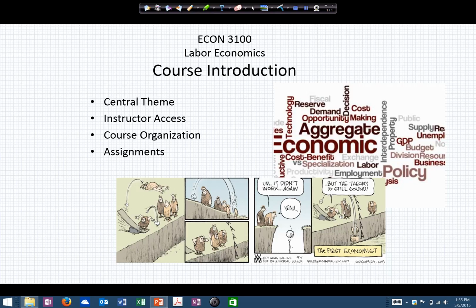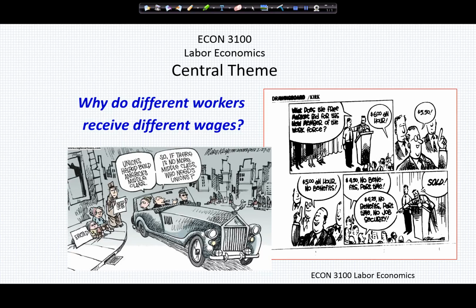So let's go ahead and begin to discuss the central theme of this course. We will spend the next number of months through this course doing one thing and one thing only. Now, it's going to seem like we're doing quite a few different things, but in fact, all we're doing is answering a question. And that question is, why do different workers receive different wages? The answer to that question is not simple. It's going to take us a few months to work it out, by the way.